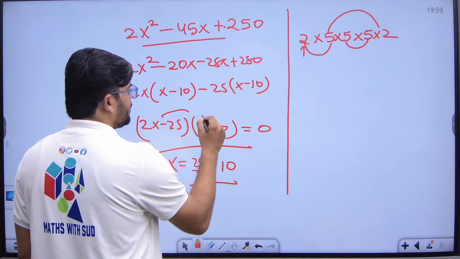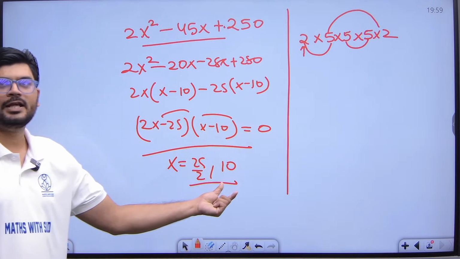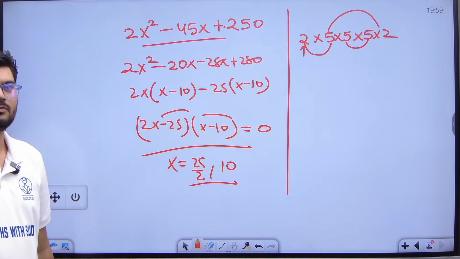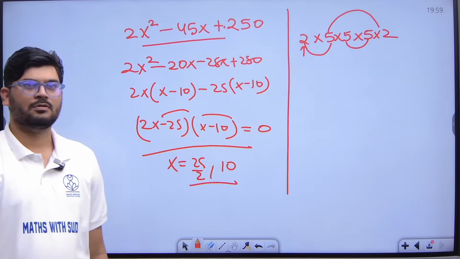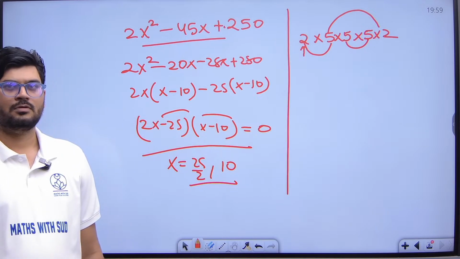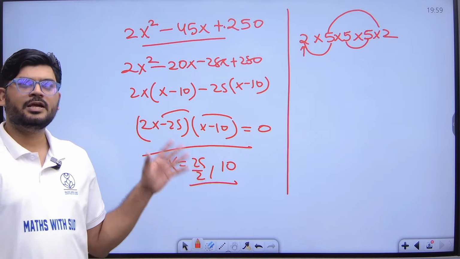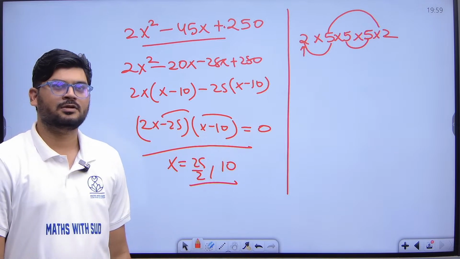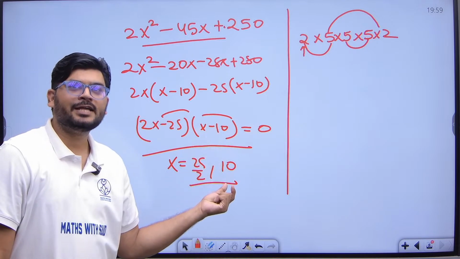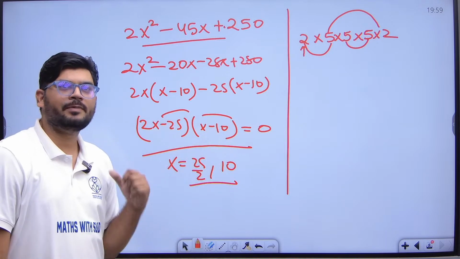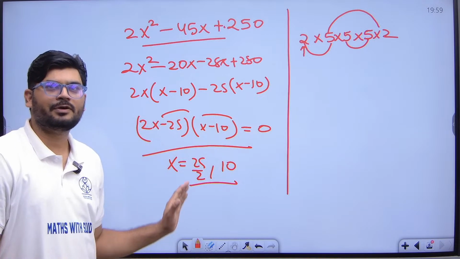See, either of these factors can be 0. From here you will get 10, from here you will get 25 by 2. Only these two options. So x can be either 25 by 2 or 10.